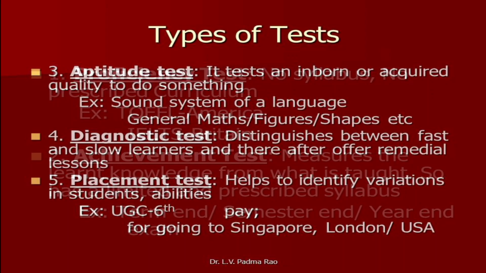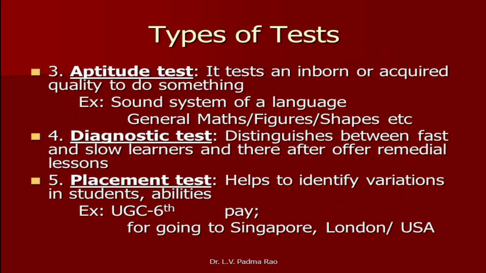The third type of test is what is called the aptitude test. An aptitude test is a test given to a person prior to any exposure to a second language, which predicts a person's future success. It is designed to measure a person's capacity or general ability to learn a language. It tests whether an individual is interested in learning that language or that subject or not. The aptitude test tests the inborn or acquired quality to do something.